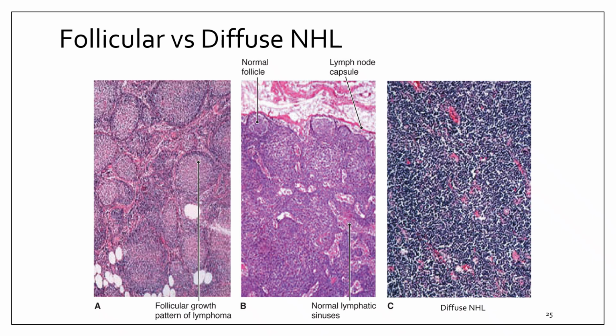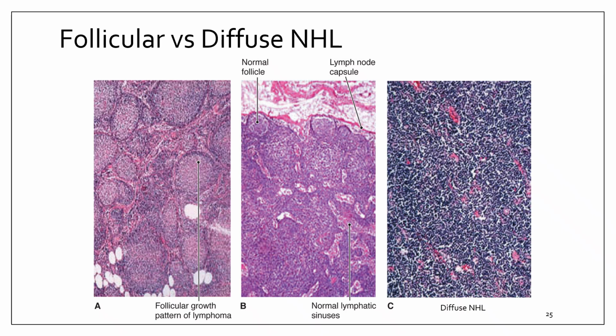Key differences from normal follicles are that the follicles are uniform in size, they lack normal polarization, and they often lack tingible body macrophages. Architecture is preserved, but abnormal. It's like a box of identical donuts. Real follicles vary. These do not.